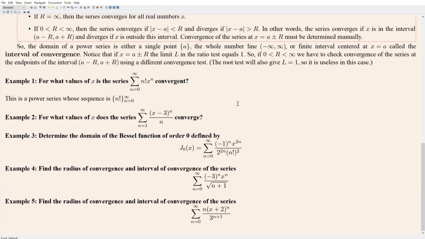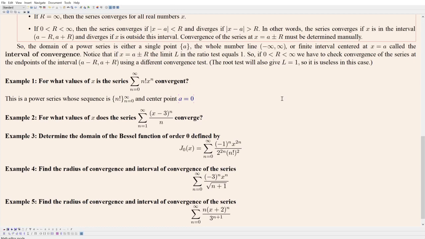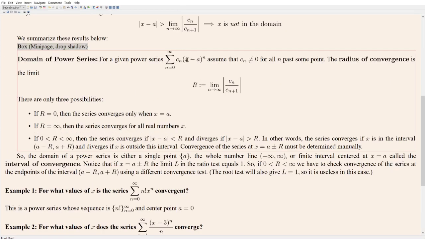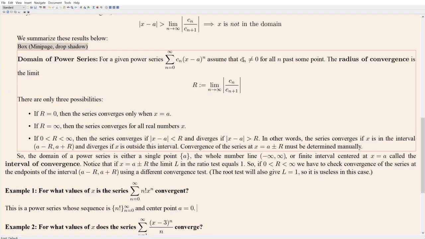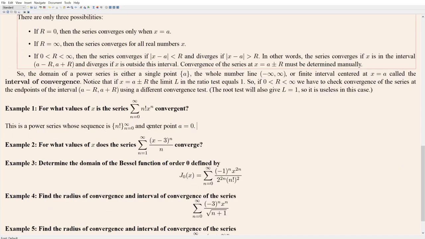Okay, so that's the sequence, just the sequence of factorials. And the center point is a equals 0, right? Because in x minus a to the power n, the minus a doesn't show up here, so you're taking x minus 0 to the power n. So let's compute. Before we go ahead and do this, we do need to make sure that the sequence never becomes 0. And that's true. The factorial is never 0. So we're good. We can proceed.